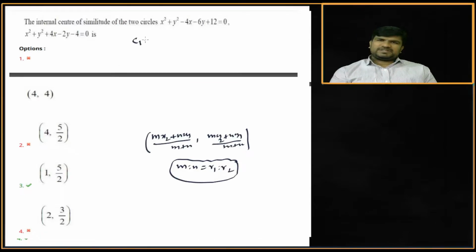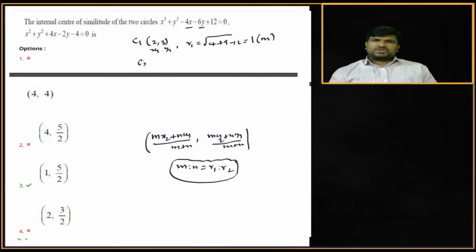C1 means the center of the first circle: half of the x coefficient and y coefficient with opposite sign. So 2 comma 3 is our x1, y1, and the radius is root of 2 squared is 4, 3 squared is 9, 4 plus 9 is 13, minus 12, 13 minus 12 is 1, root 1 is 1. So that is m. Next, C2, the center of the second circle, is minus 2 comma 1, our x2, y2. Then r2 equals root of 2 squared is 4 plus 1 squared is 1, minus of minus 4, root 9. Root 9 is 3. That is our n.